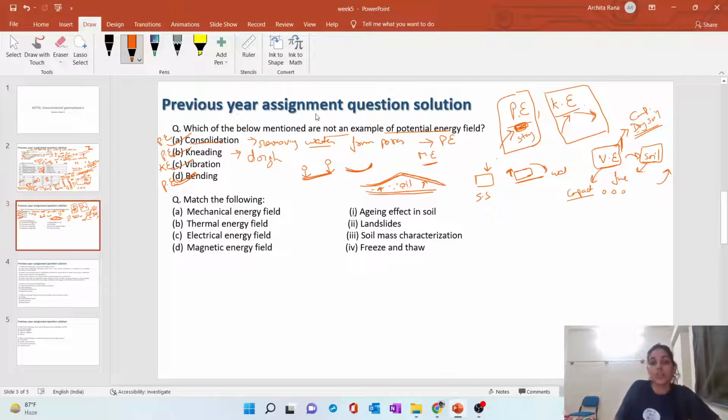Okay, so only vibration is an example of kinetic energy. Others are potential energy examples.